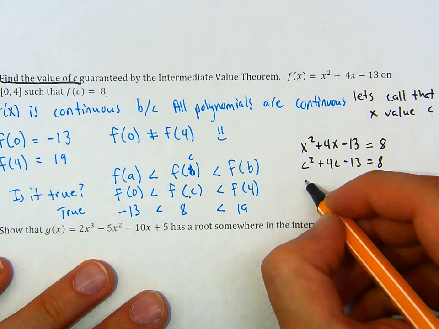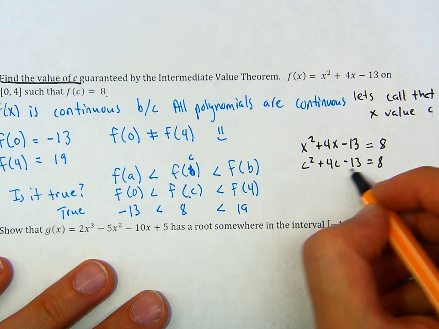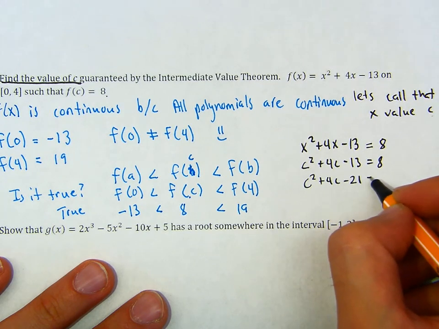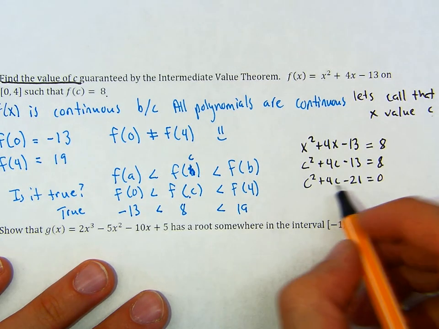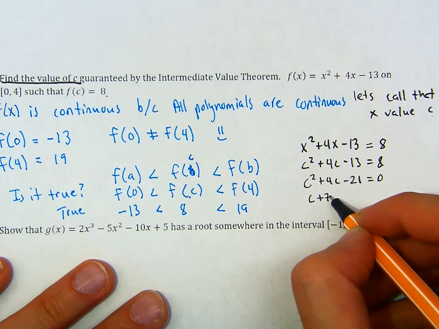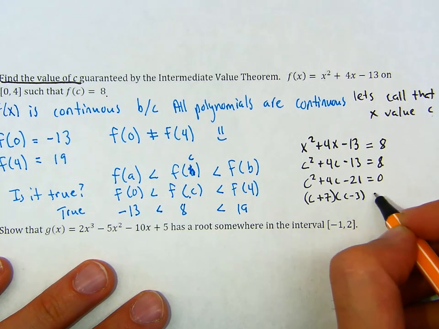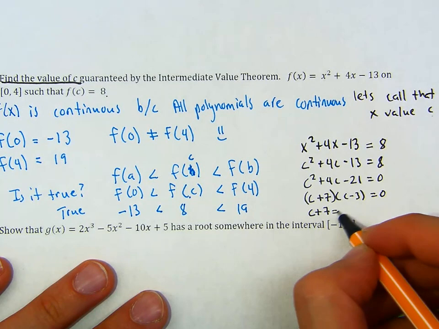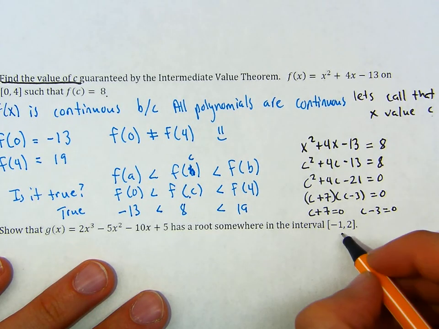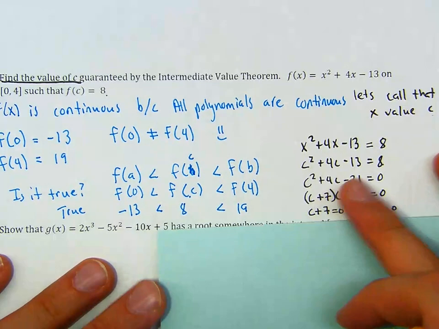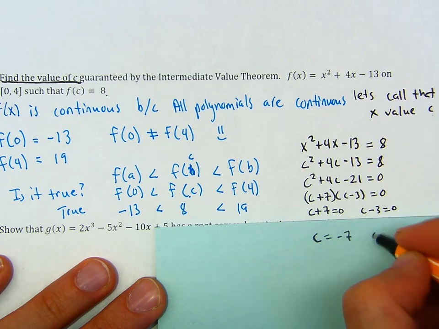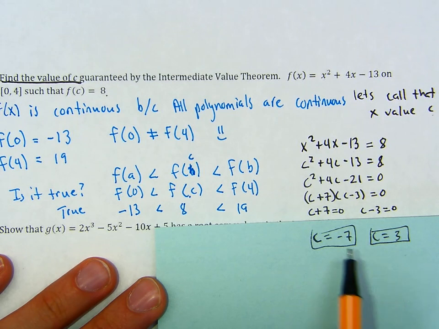So let's see, c squared plus 4c minus 21 equals 0 because you're subtracting 8 from both sides. Then you factor this, so it's c plus 7, c minus 3 equals 0. And then notice that you have c plus 7 equals 0 and c minus 3 equals 0. So here, notice that c is equal to negative 7, c is equal to positive 3. And these are the two values of c that give us 8.